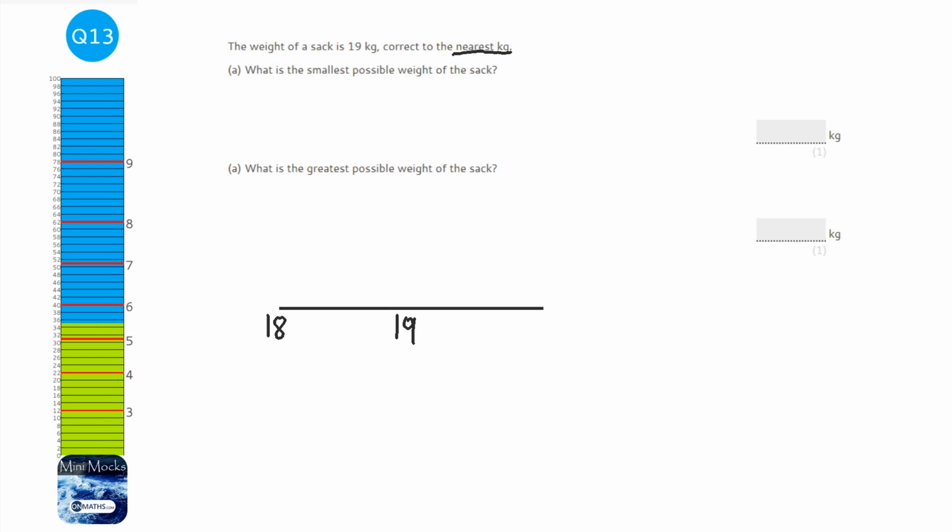And then I think, well, what's the next one up it could be? Well, it could have been 20. It's not 18 or 20, it's 19. And then I think, well, what's the cutoff point between 18 and 19? So I draw a line down here, and the cutoff point would have been 18.5. So if it was 18.4, it would have been rounded to 18, but 18.5 or more, it's rounded to 19. And I do the same on the other side. So I draw a line between here and here, and this time I think, right, what's the cutoff point for this one? Well, that's 19.5.